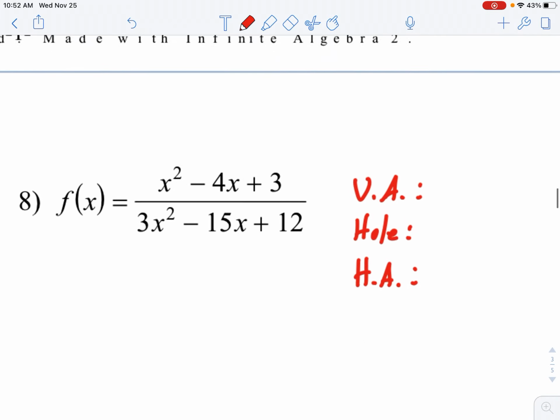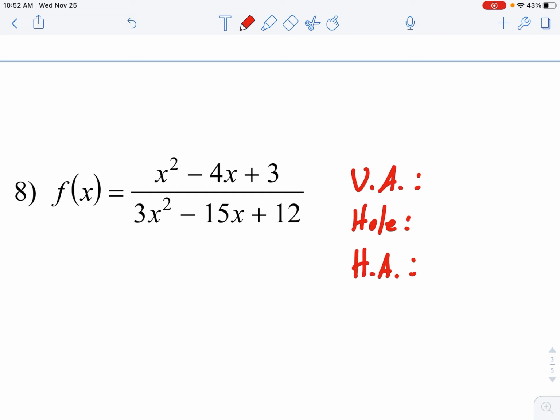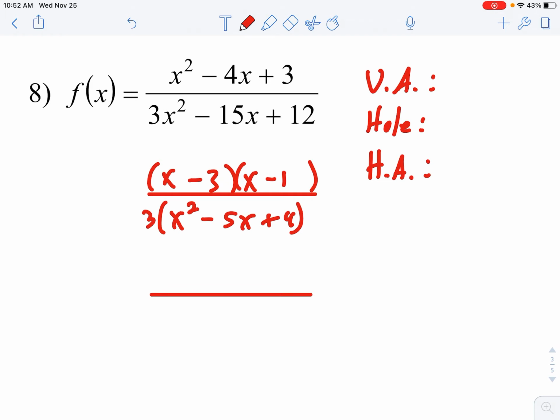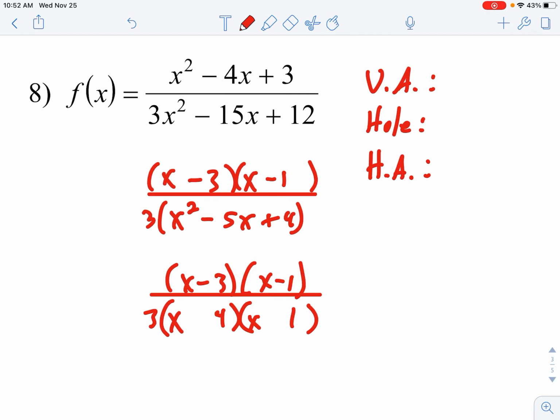Okay, let's look at number 8. Factor this. (x - 3)(x - 1). Excuse me. The bottom I can factor out a 3. And then I can continue to factor that. So let me just bring this down. x times x, 4 times 1 is 5. Minus 4 minus 1. Oh, okay.